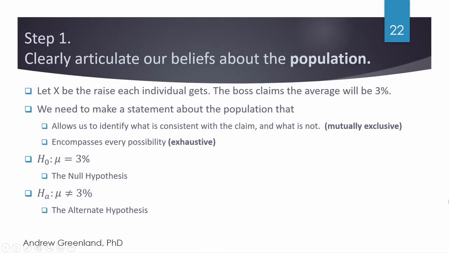All right, so what we're going to do here is let X represent the raise that each individual employee gets. The boss has made a claim that the average will be 3%. This is a claim about the full population of raises that would be passed out. And so what we need to do here is define a set of sample averages we could see that would be consistent with what the boss claimed and a set that would not be consistent. That is, we need to come up with a mutually exclusive and exhaustive way of partitioning all of the population averages we could see here. And so the baseline belief here, the null hypothesis, is that the average is 3%. And the alternate hypothesis would then be that the average is not 3%.